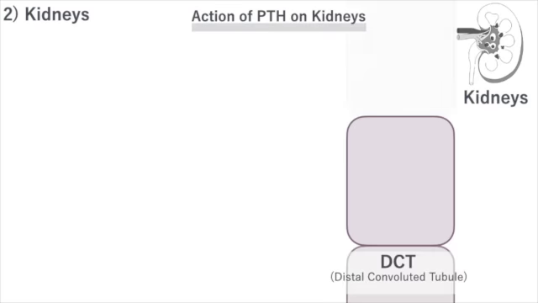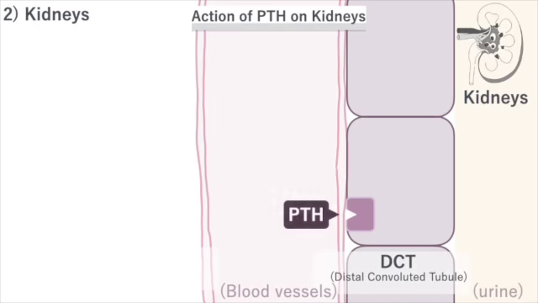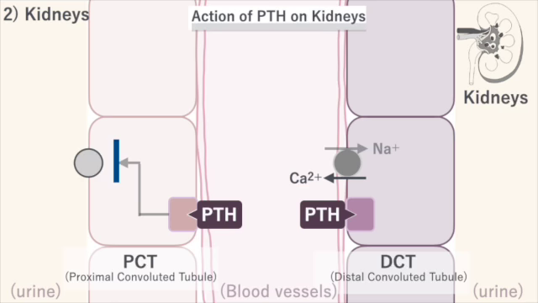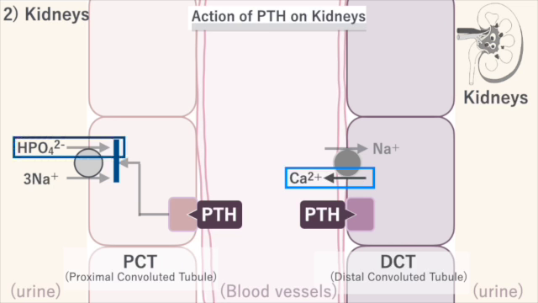Let's explain in more detail. PTH promotes calcium reabsorption in the distal tubules of the kidneys. And PTH promotes phosphorus excretion in the proximal tubules. PTH increases blood calcium levels by promoting the reabsorption of calcium in the kidneys. Conversely, it lowers blood phosphorus levels by promoting phosphorus excretion in the urine.